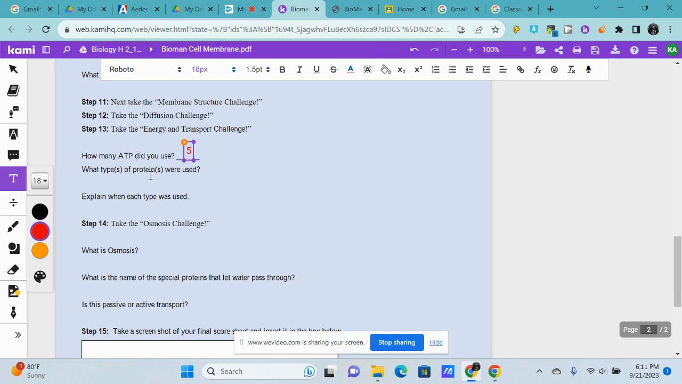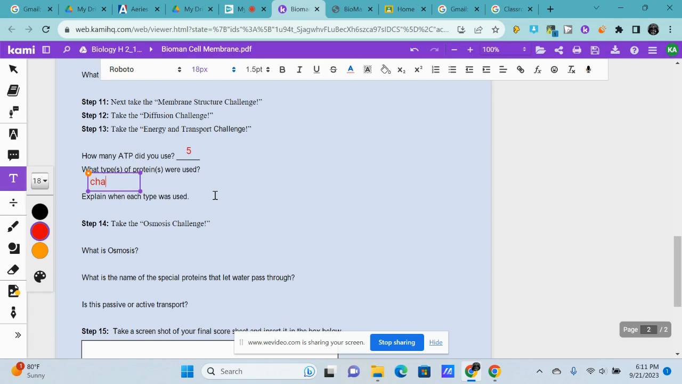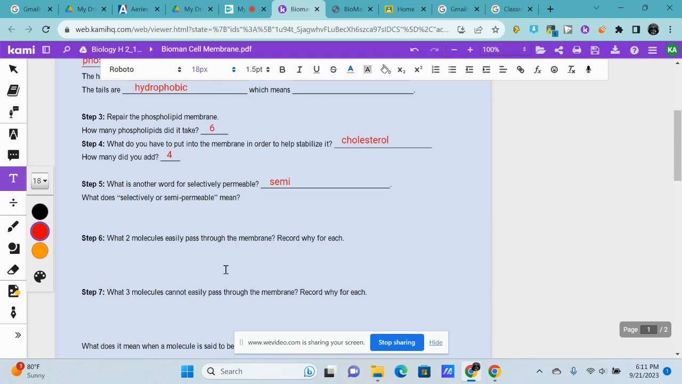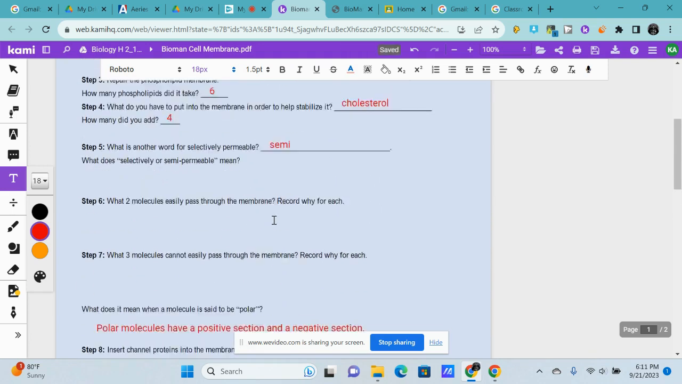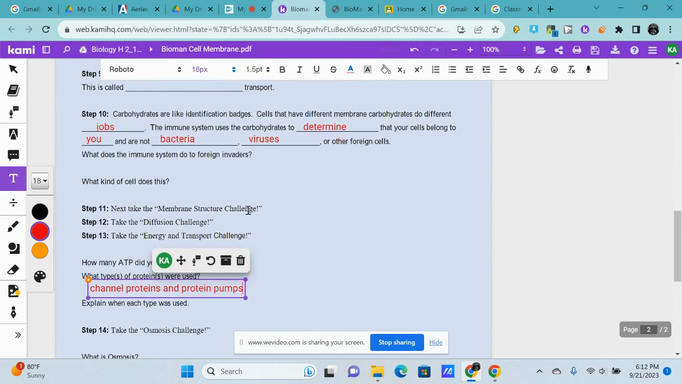What type of proteins were used? All right, so we had 2 types of proteins. I'm going to type these. We had channel proteins, and I'm going to put protein pumps. And remember, once again, if you're leaving all these blank, and you're just typing in the ones that I'm typing, you're wasting time because I'm not going to give you credit for it.